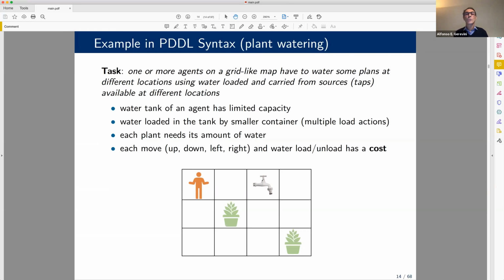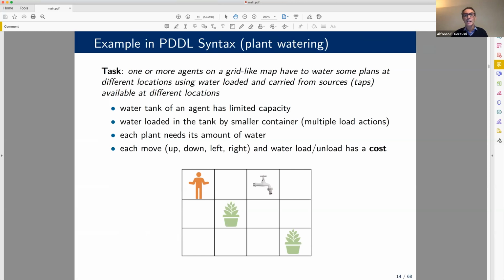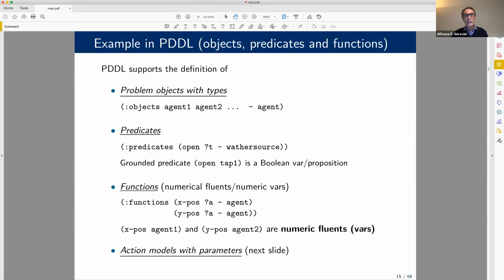Okay, so we need to formalize this problem in PDDL 2.1 and then use a numeric planner to solve it. So now I'll go a bit fast here because I believe you have already seen this, but let's see how we specify an action in PDDL 2.1, a numeric action for this problem. As you probably already know, in PDDL we can specify the objects of the problem, and these objects also have a type. In particular, we have agent 1, agent 2, and so on, that are of type agent.